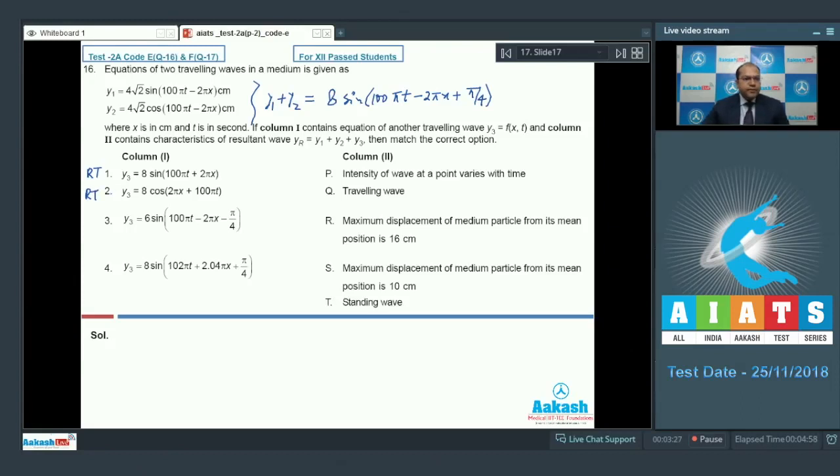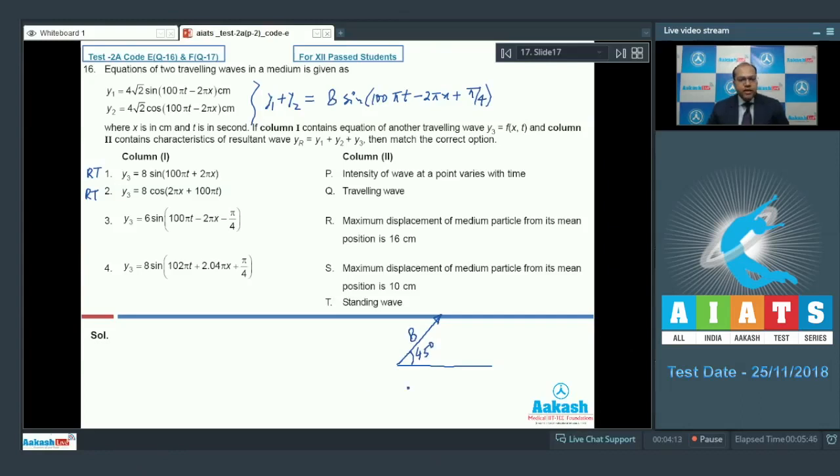In entry 3, it is given that y3 is equal to 6 times sine of 100 pi t minus 2 pi x minus pi by 4. So it is also a sine function, and the frequency is the same. If I take the reference frame of sine 100 pi t minus 2 pi x as this, then the resultant of y1 plus y2 is here at an angle of 45 degree and the amplitude is 8.